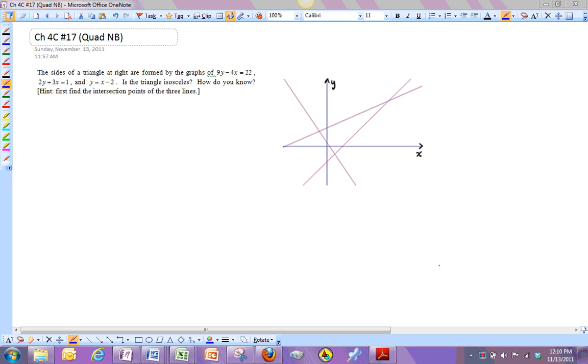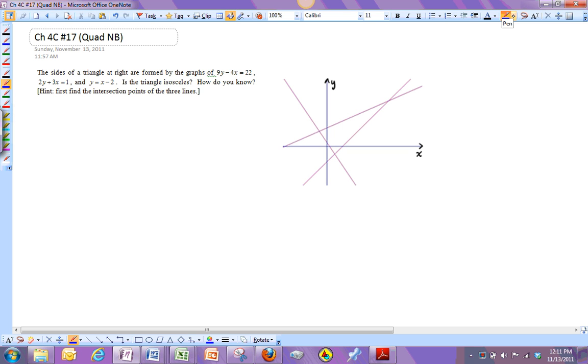So we've got the sides of this triangle on the right here, and it's formed by these three equations if we were to graph those. And then the question is, is it an isosceles triangle? And it looks isosceles. I mean, this side right here looks like it's about the same length as that side. But just saying it looks the same isn't enough, so we need to prove it somehow, or disprove it.